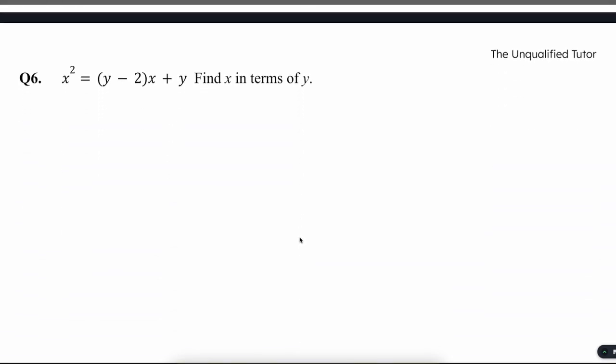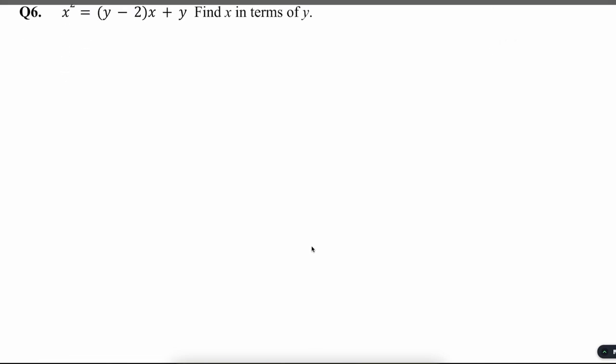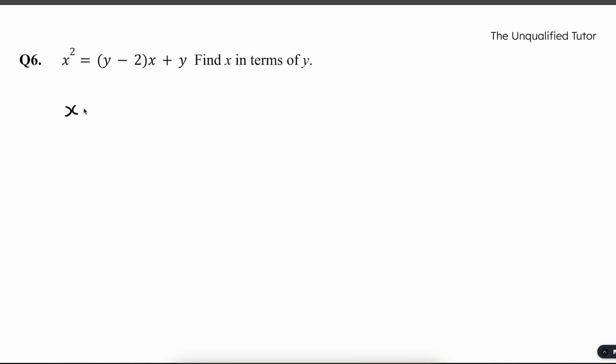Question 6. X squared equals y minus 2 lots of x plus y. Find x in terms of y. This is a quadratic equation. So let's multiply.